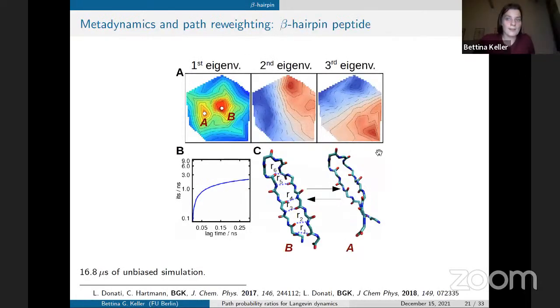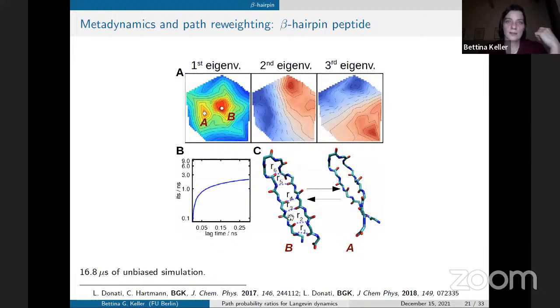What I show you here is a beta hairpin peptide. If you simulate this in an unbiased simulation, we have here 17 microseconds. The only thing that you see is a slight opening and closing of the ends. These are the two states that you would see in an unbiased simulation, open and closed, and they do that on a time scale of a nanosecond. But we know from experiment, well, it's been designed like this, that this is a molecule that opens and closes. It's a molecule that has been designed to open, unfold, and refold.